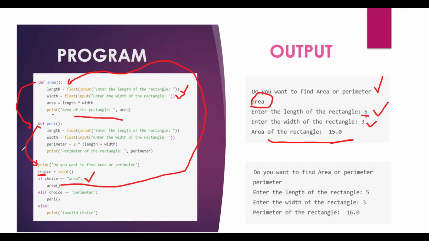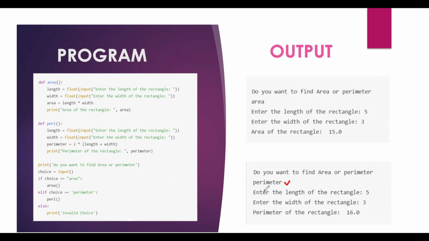See? Same way we have another output. Here I have written perimeter. So it will be going inside the peri function, because here you can see I'm checking if choice equal to area. Choice is perimeter, so equal to area is wrong. So elif choice equal to perimeter, that is correct. So it is calling this function peri. Going here, it will ask the user to enter the length and width. It is finding the perimeter, 2 into length plus width. That is the equation to find the perimeter. After that, it is printing them. I hope it's clear.